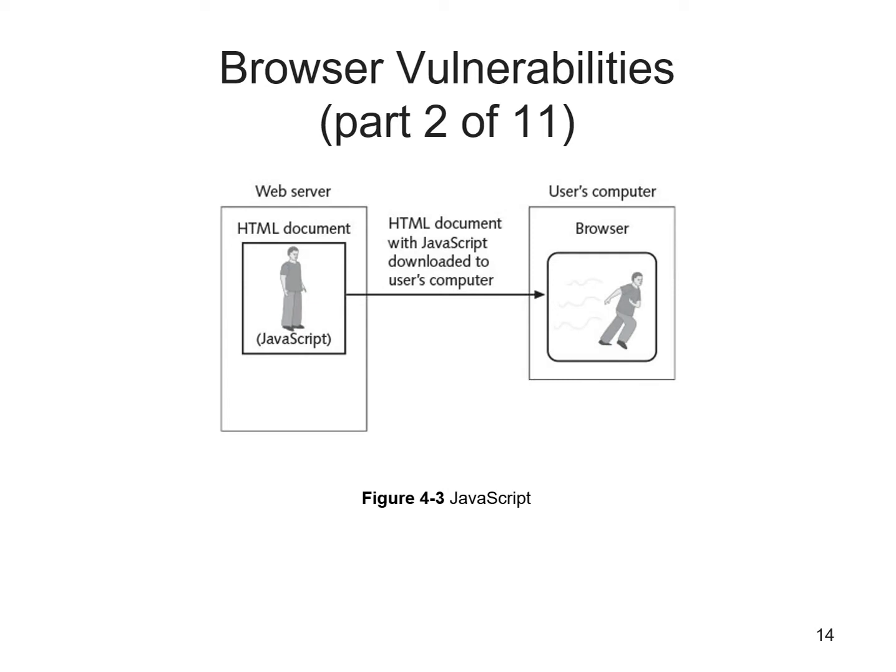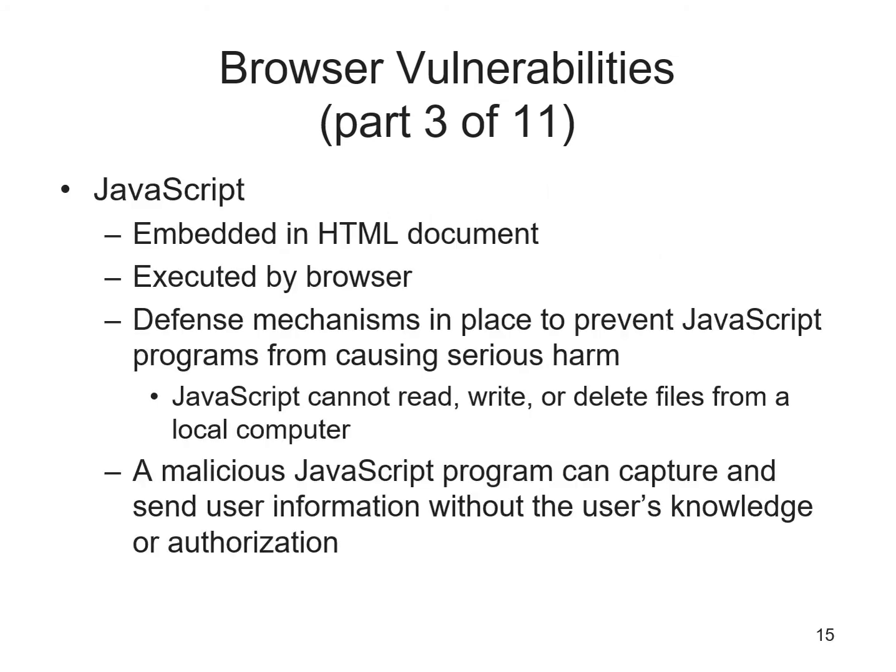Now, browser vulnerabilities are explained over there. That HTML document with the JavaScript is there. You are adding a power to a stationary thing in order to move and do certain things on the computer. A JavaScript is embedded in an HTML document. It is executed by the browser. It would read it as JavaScript and perform different operations depending on what kind of script it is. Defense mechanisms are in place to prevent the JavaScript program from causing serious harm to the computer.